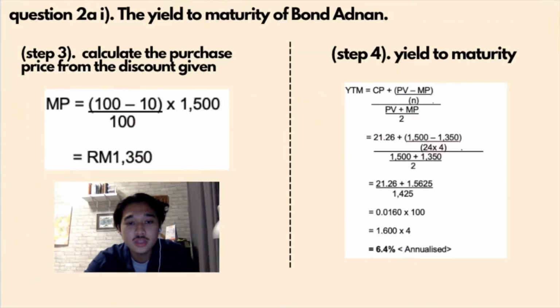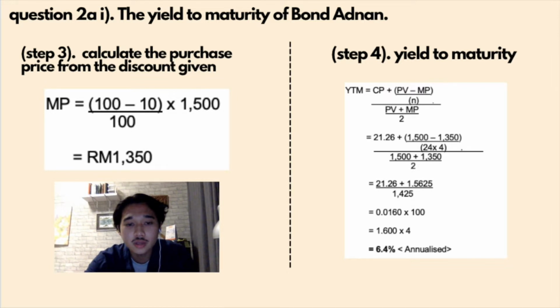For step 3, we need to calculate the purchase price or MP from the discount given, which the bond was issued at the issue price of 10% of 1500 par value. We will get 1350 for MP. For the last step, we need to calculate the yield to maturity by using the formula stated.